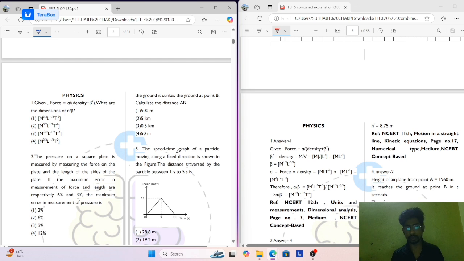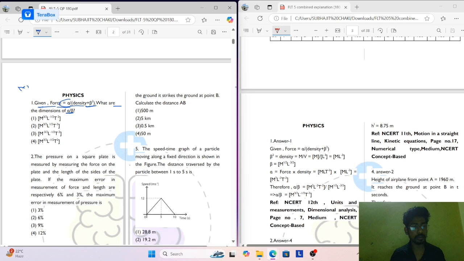Okay, without wasting any time, let's get into it. The first question says the given force is alpha by density plus beta square. What are the dimensions of alpha by beta? The dimensional homogeneity formula you have to apply here, right?